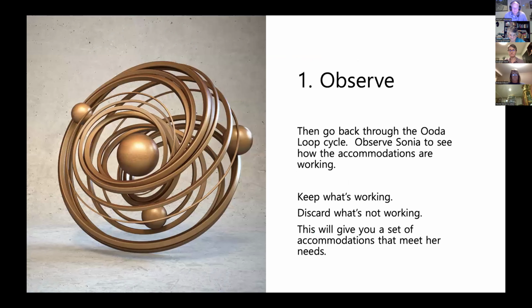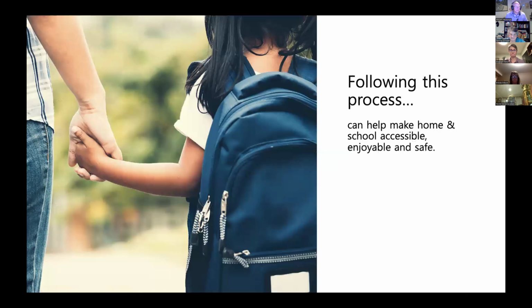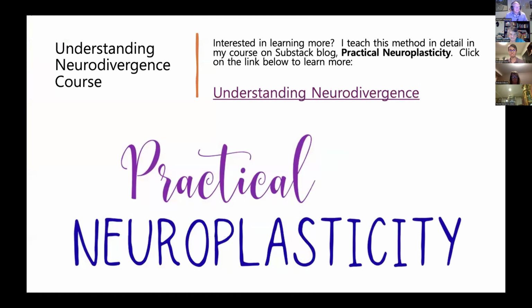See if they're working. You want to keep what's working and discard what's not. And then that'll give you a good array of things that really work. And you know it's working if they start making more progress, if the kids are happier, if their attention improves. They might be more themselves or have other behaviors unique to them that tell you that they're doing better. And following this process can help make school and home more enjoyable and feel safe.